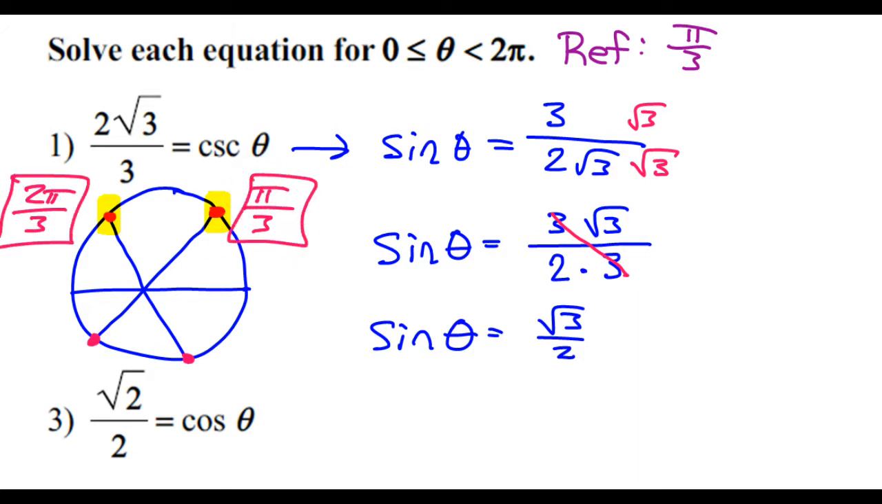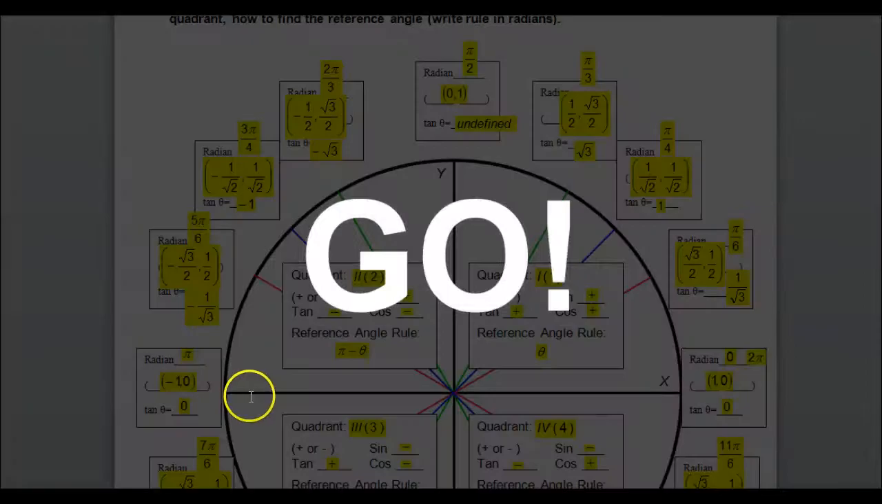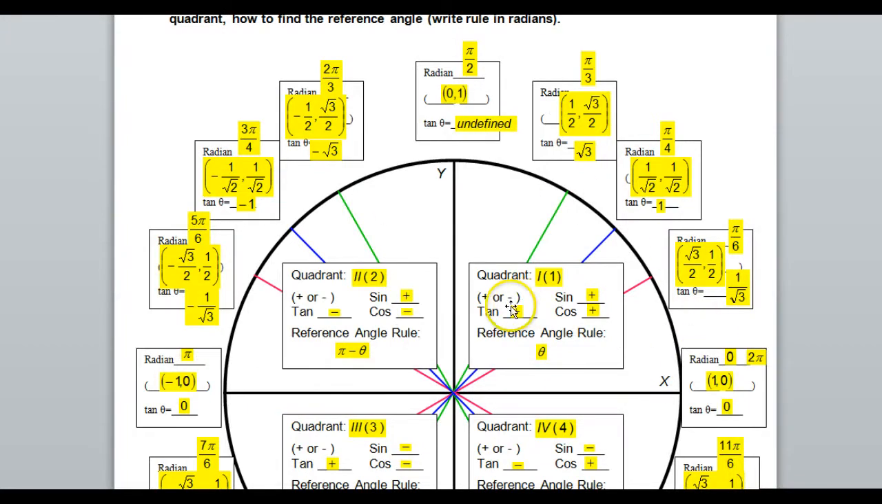Now I could have cheated and looked at my filled in unit circle looking for a sine or a y value of radical 3 over 2. I see one right here, and that is at pi over 3. And then I see another one right here, and that's at 2 pi over 3. So if you're allowed to use a filled in unit circle, you can just find sine will be the y value, and look, those are the angles you want.